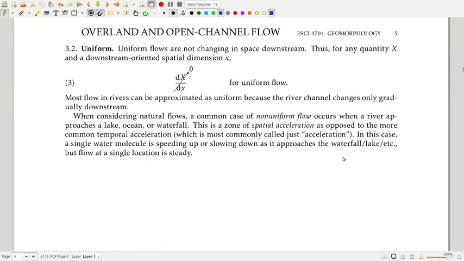So the other assumption that we make is that flow is uniform. And what does that mean? It means that flows are not changing in space downstream. And therefore, for any quantity and some sort of downstream oriented spatial dimension, x, we have all these d/dx's equal 0. So, for example, what that means is that the flow going through a section of river that I'm standing in is moving, for example, if we're thinking about x again as velocity, as let's say mean velocity.